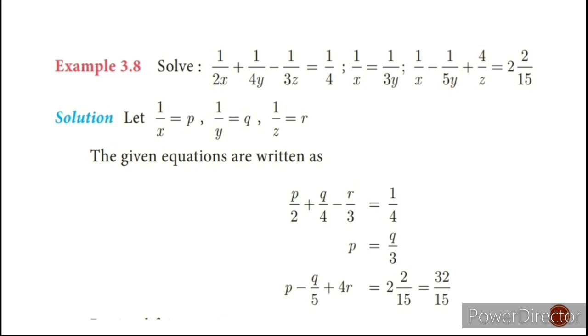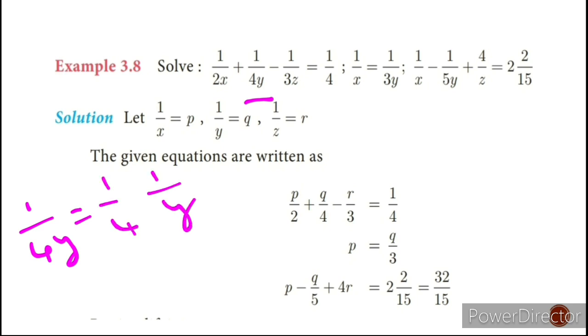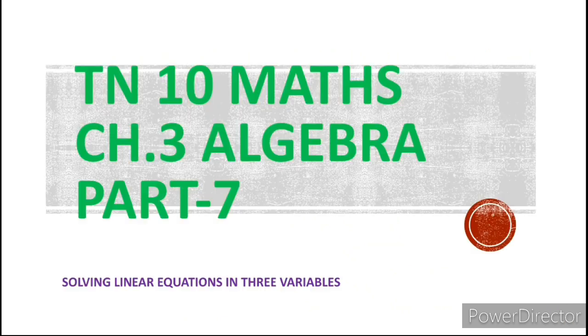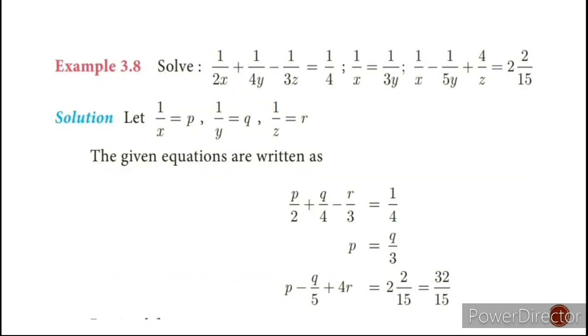Next I take the second term, 1 by 4y. Similarly, 1 by 4y can be written as 1 by 4 into 1 by y. I write 1 by 4 as it is, and instead of 1 by y, I write q. So q into 1 by 4 is q by 4. So I write the second term 1 by 4y as q by 4.